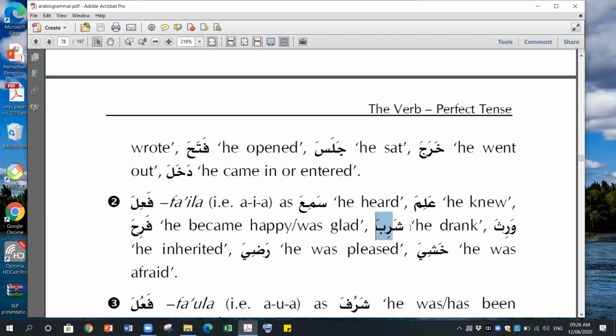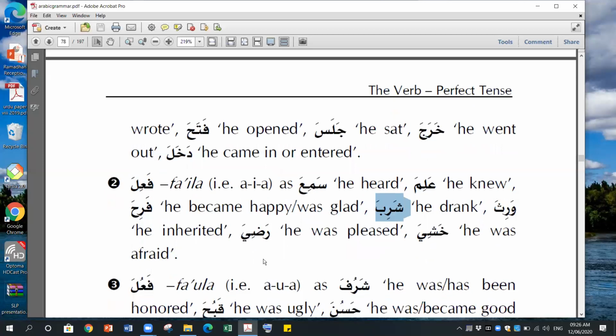Shariba, he drank. Waritha, he inherited. Radiya, he was pleased. We say it always, radiyallahu anhu. Now, can you translate? Abu Bakr Siddiq, radiyallahu anhu. What does it mean? Radiya, he was pleased. Who is pleased? Allah. And who? With him.